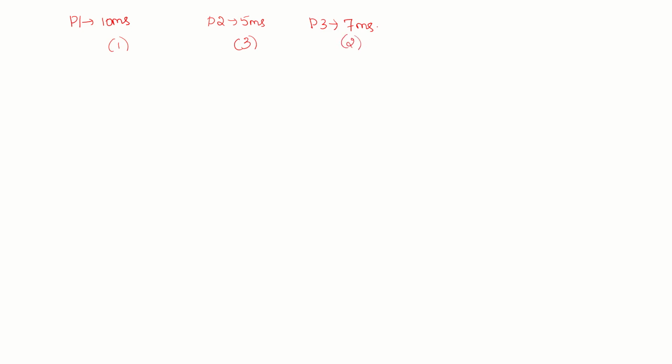Now P4 enters with a completion time of 6 milliseconds. P4, its completion time is 6 milliseconds. Okay, it enters the ready queue, but after 5 milliseconds of P1. So first I will write the priority here, and I will write after 5 milliseconds of P1. Okay, now let us draw the rectangular box.